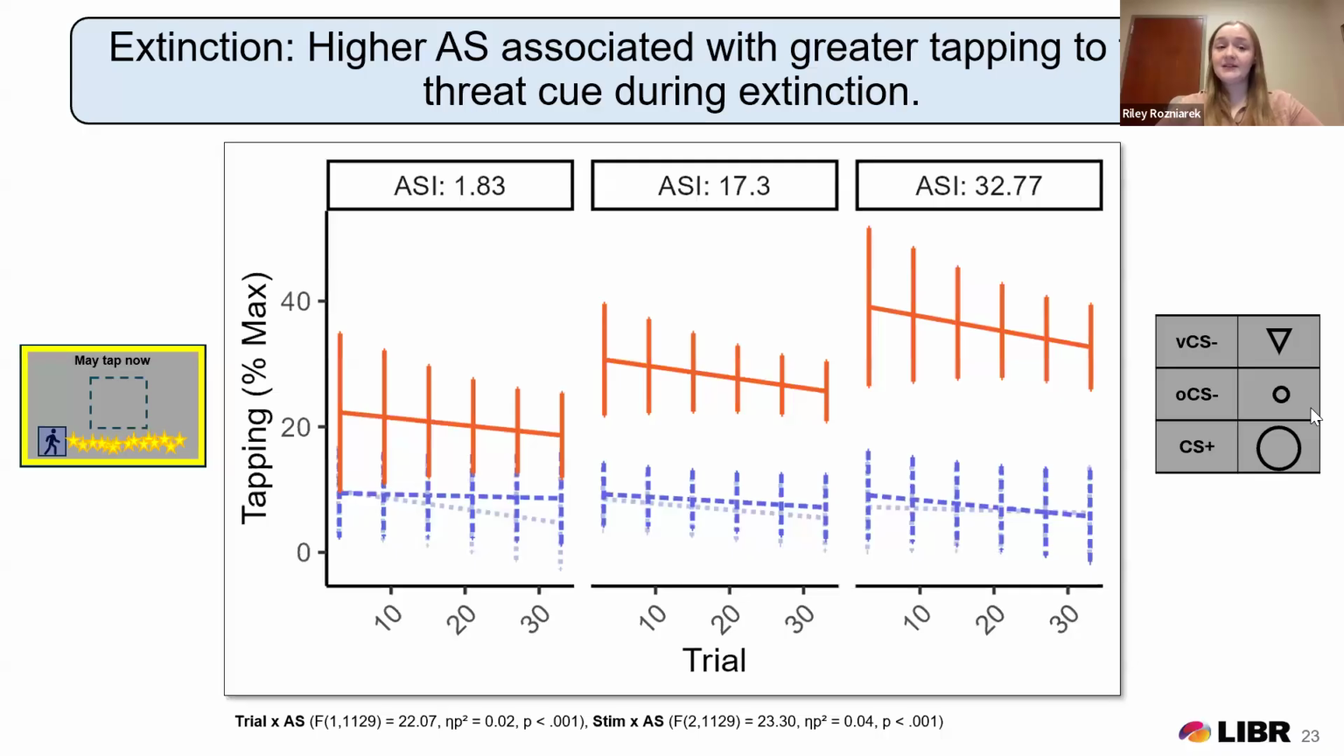And then when looking at tapping during extinction, we can see that those with high anxiety sensitivity in the far right panel of the graph had higher tapping to that former threat cue in orange compared to low and medium anxiety sensitivity. This shows that individuals with higher anxiety sensitivity are more likely to hold on to that perceived risk to the former threat cue, as well as greater engagement in repetitive threat neutralization behavior through tapping in the task.